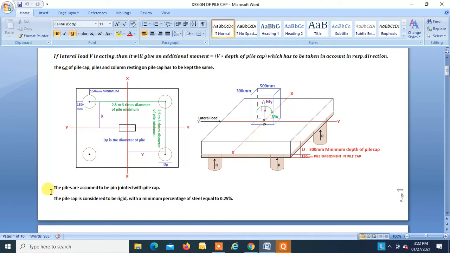The piles are assumed to be pin jointed with the pile cap, so this will have only reaction and no moments. The pile cap is considered to be rigid with a minimum percentage of steel equal to 0.25%.